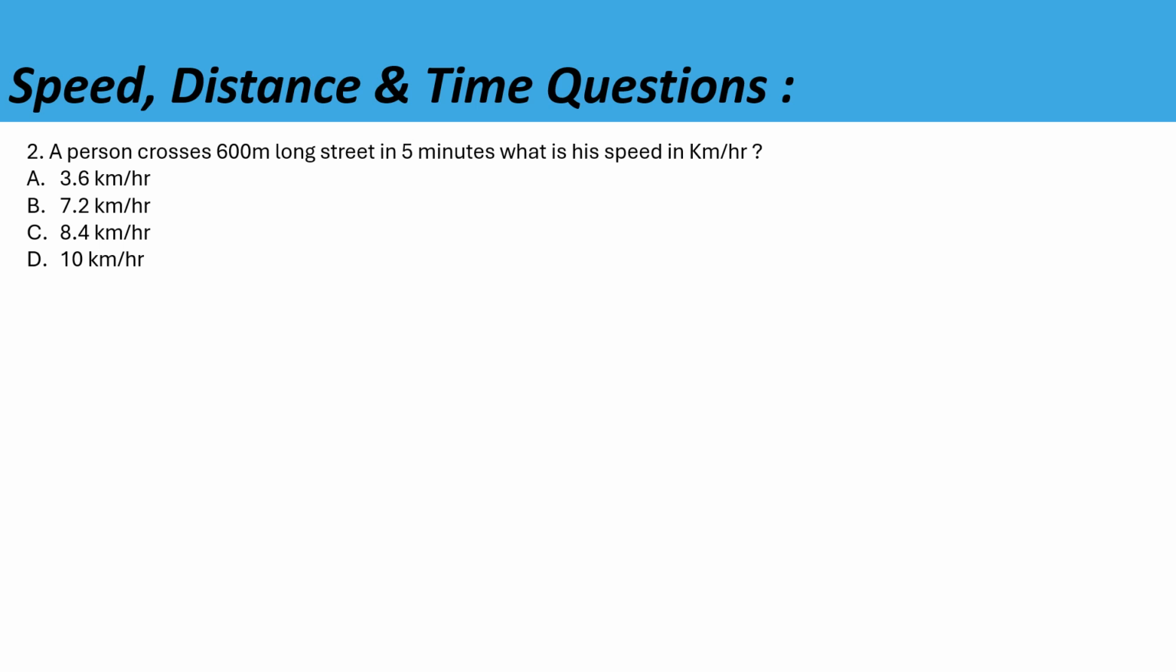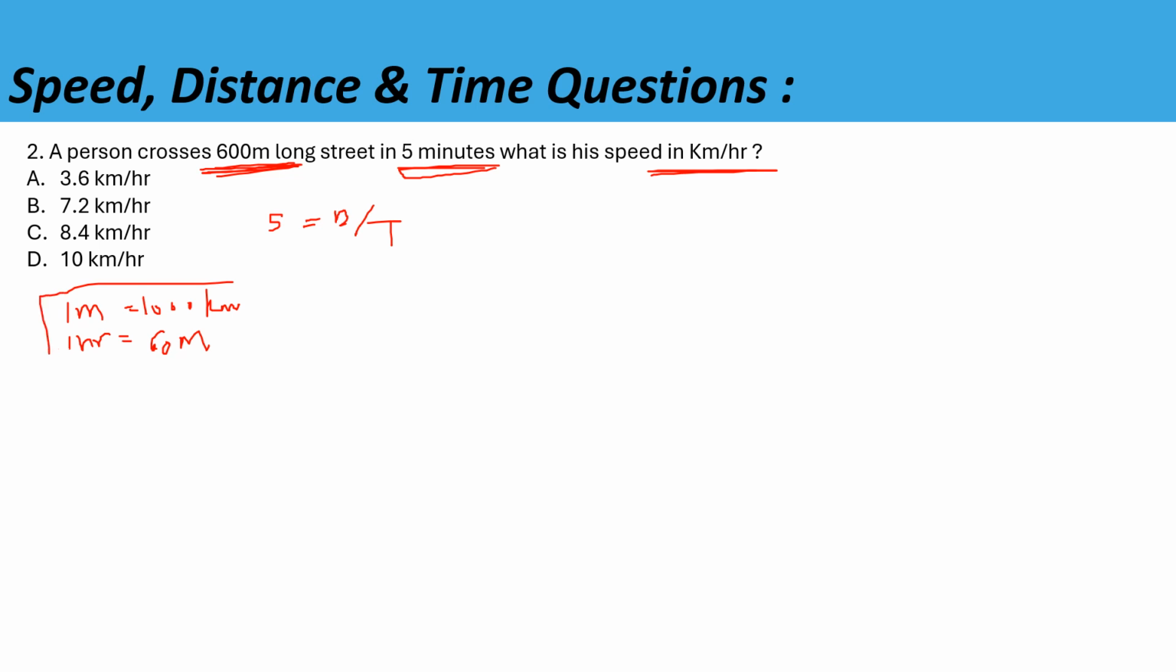Now a person crosses a 600 meter long street in 5 minutes. Then what is the speed in kilometers per hour? But what we have been given is 600 meters and 5 minutes. We have been given minutes and we have been given meters, and we have to find it in kilometers. So now what we will do is, we know speed is equal to distance upon time. We have been given 600 meters. So 1 kilometer is equal to what? 1000 meters. And 1 hour is equal to what? 60 minutes, right? So we will use this for converting.